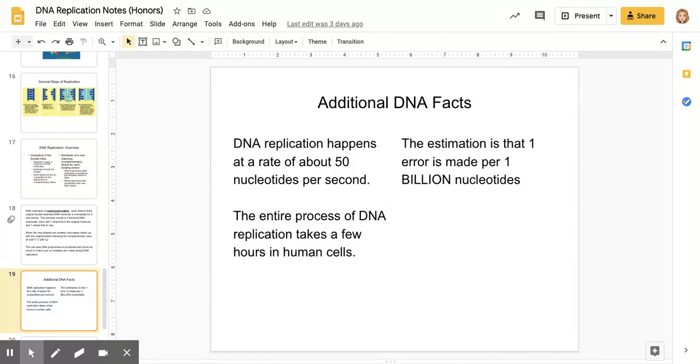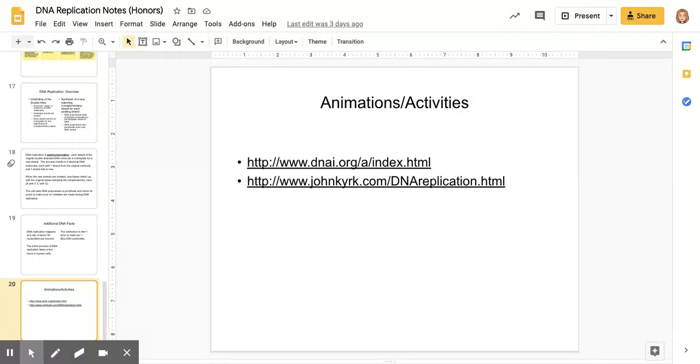And I just thought these are some fun little facts. DNA replication happens at about 50 nucleotides added per second, so it's really quick. The process takes a few hours, and there aren't really many errors, which is also, I think, pretty neat.